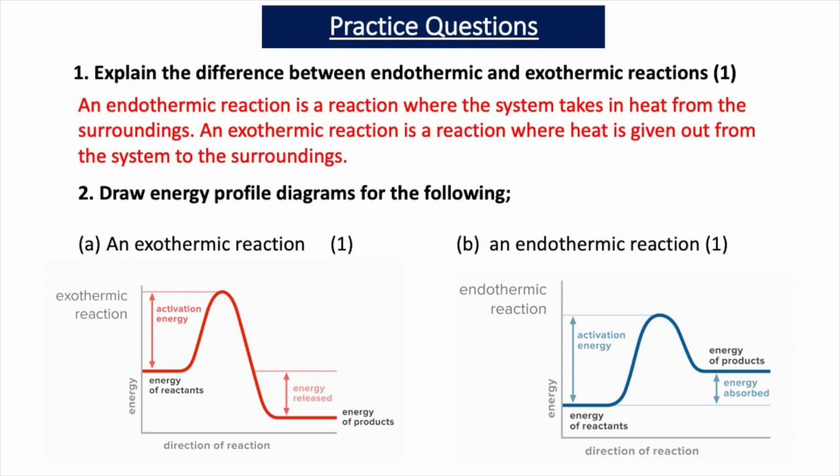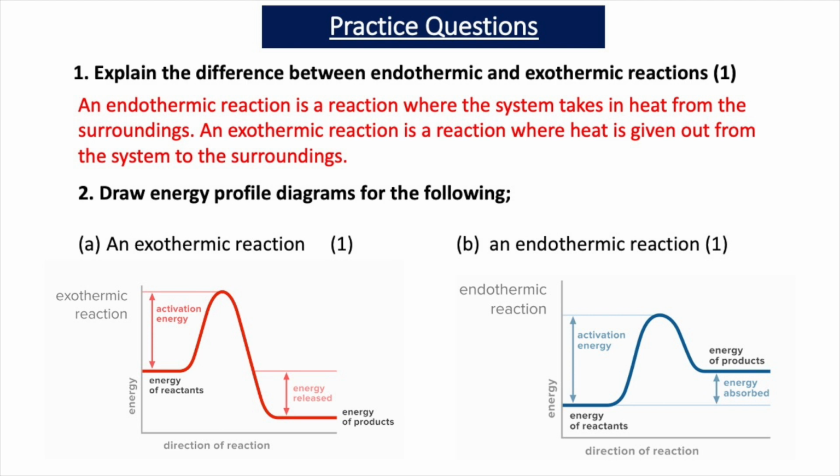Now, question 2 is asking you to draw an energy profile diagram for an exothermic reaction and then an endothermic reaction. An energy profile diagram follows the energy that the system has, the chemicals, the molecules and atoms, during the course of a reaction. So I've drawn an energy profile diagram here for an exothermic reaction and an endothermic reaction so you can compare them. And you can see that we have the products having less energy than the reactants in an exothermic reaction because energy has been released to the surroundings.